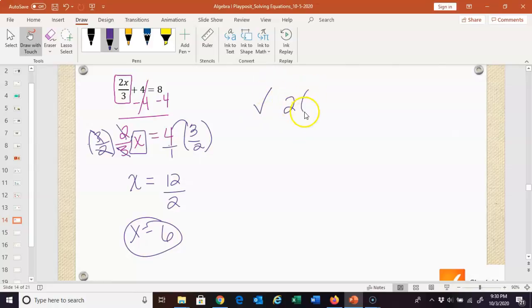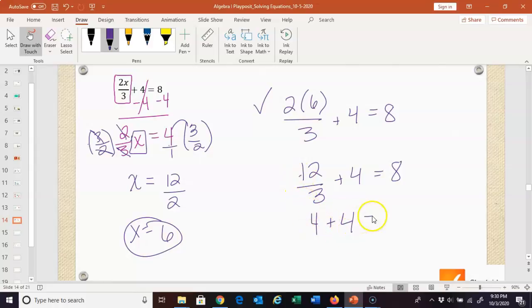Let's check it. I'm going to plug in 6 for x. Let's see what we get. So 2 times 6 is 12 over 3 plus 4. 12 over 3 is 4. And sure enough, 4 plus 4 is 8. So they do equal each other. So that means you definitely found the right value for x.